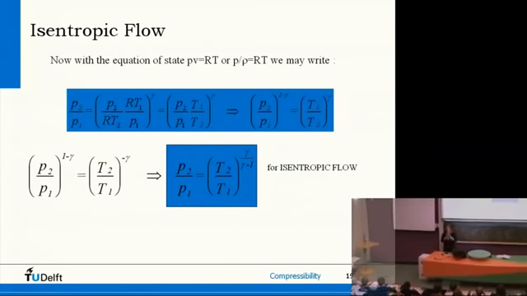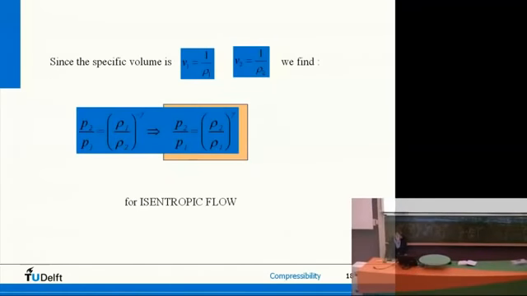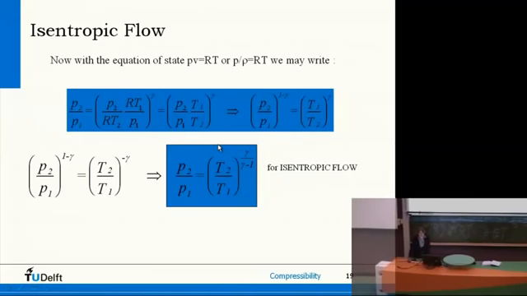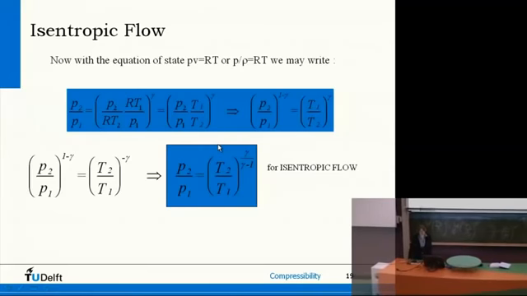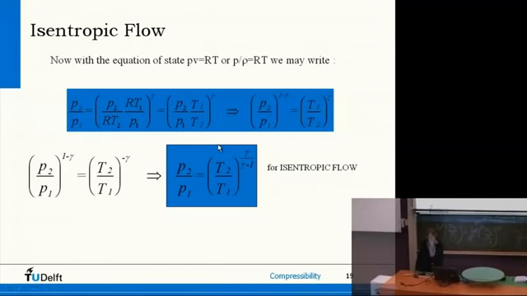So if I substitute the equation of state for my rho's, rho 2 is P2 over RT2 divided by P1 over RT1. The left-hand side is still the ratio of the pressures. Here we had rho 2 over rho 1, so that's equal to P2 over RT2 times RT1 over P1. The R drops out. I have a temperature ratio and a pressure ratio, and what I do with the pressure ratio, of course, is take it to the other side.